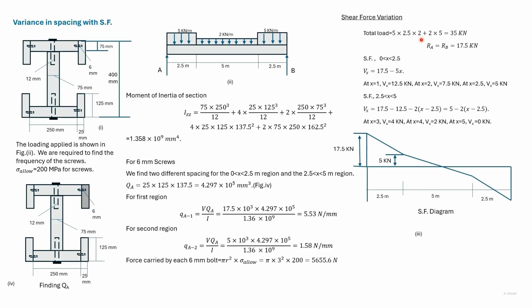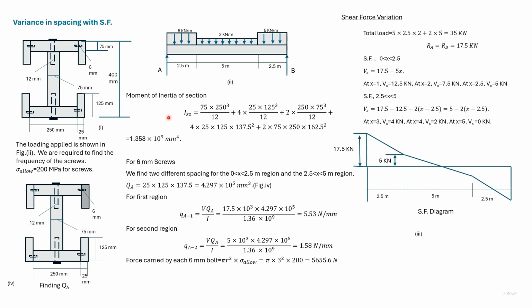The reactions are given, and since the loading is symmetrical, we find out the shear force till the middle of the beam. So here we have the shear force for the first 2.5 meters, and here the shear force for the next 2.5 meters. This is the shear force diagram for the entire beam. We'll be using two different types of spacing for the first 2.5 meters and the last 2.5 meters. We use the shear force as 17.5 kilonewton. For the middle 5 meters, we use the shear force as 5 kilonewton.